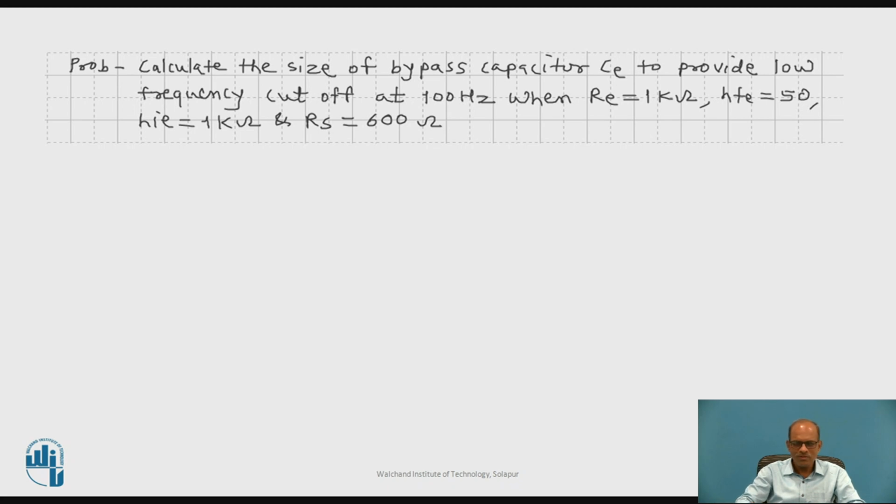So now let us solve a numerical. Calculate the size of bypass capacitor CE to provide low frequency cutoff at 100 Hz when RE is equal to 1 kilo ohm, hfe equal to 50, hie equal to 1 kilo ohm, and Rs equal to 600 ohm.